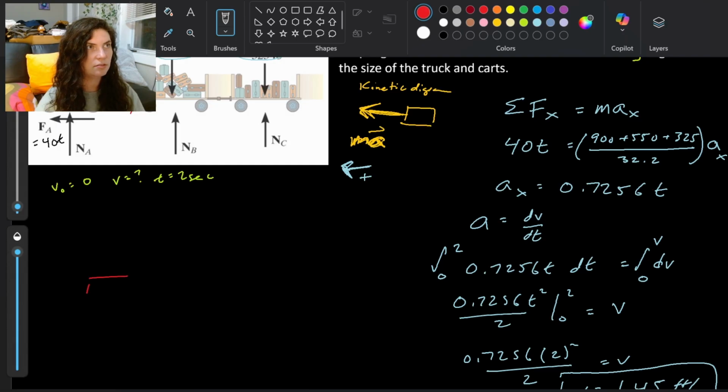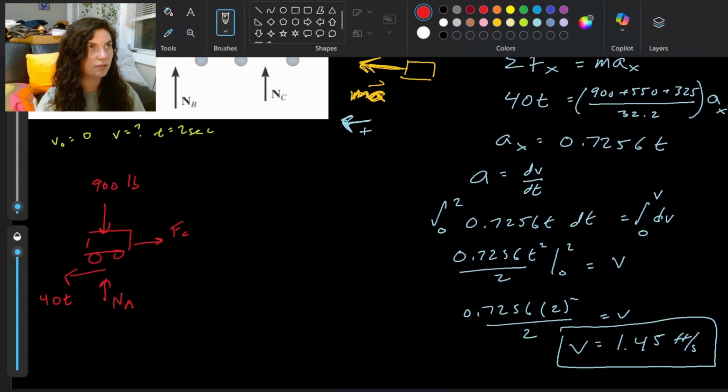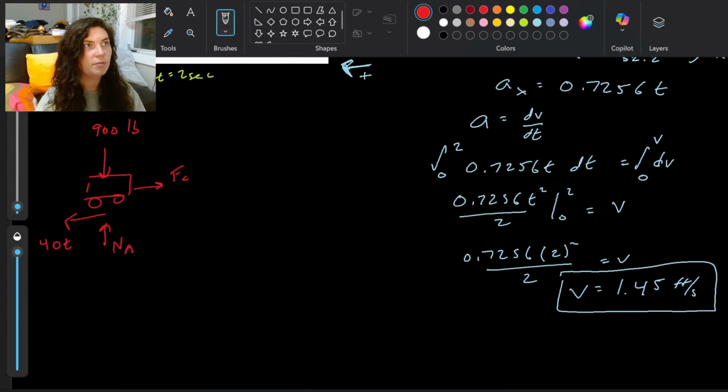So here's the truck. It has the normal force A. It has FA is 40t. It has the weight of the truck, 900 pounds. And then it has the force in the coupling. I'm going to call this FC, force in the coupling, and that's what I'm trying to find, right? Bear in mind, we're still accelerating.